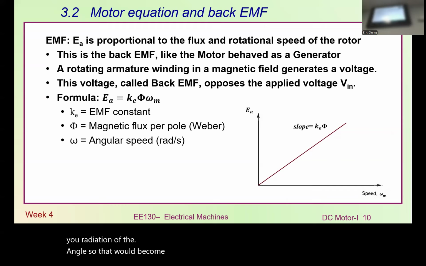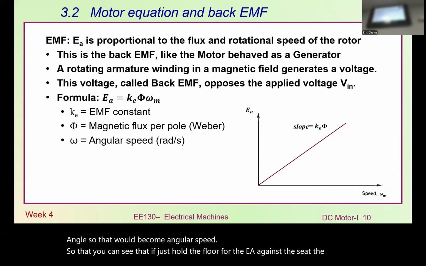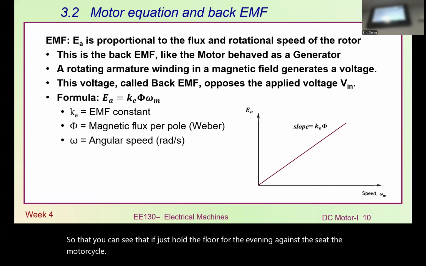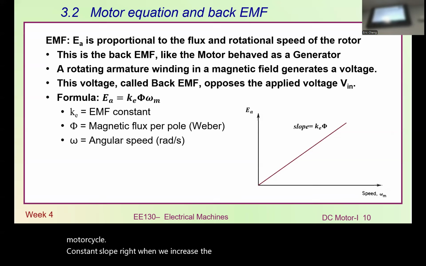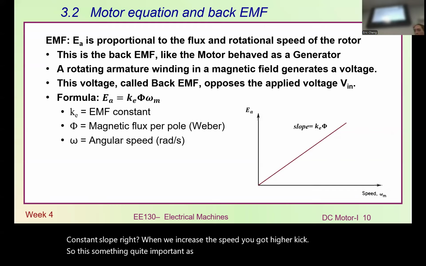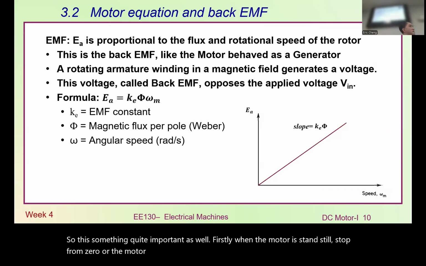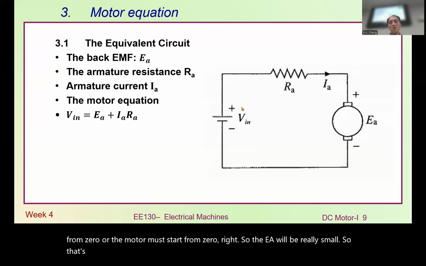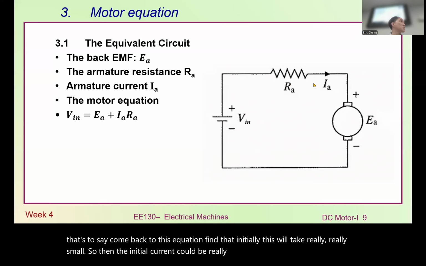If you plot the graph of EA against the motor speed, it will look like a constant slope, right? When we increase the speed, you get higher voltage. That's something quite important as well. Firstly, when the motor is standing still, it must start from zero, right? So EA will be really, really small. If you come back to this equation, you find that initially this voltage is really small. That means the initial current could be really large, just like a short circuit, right?